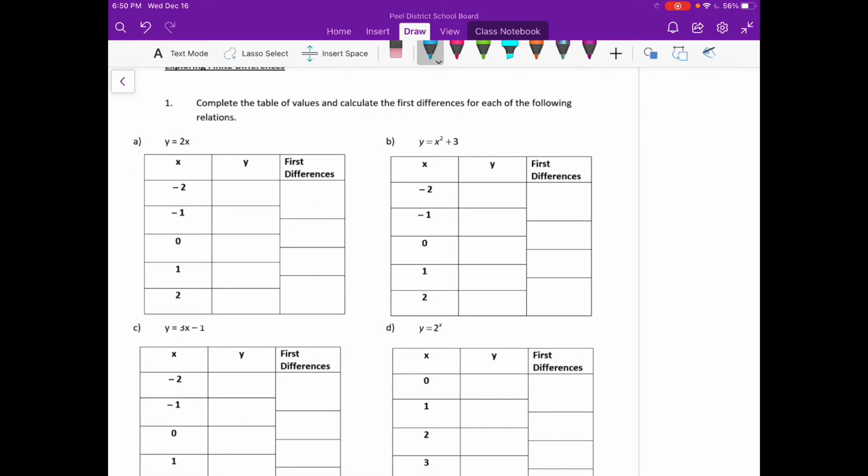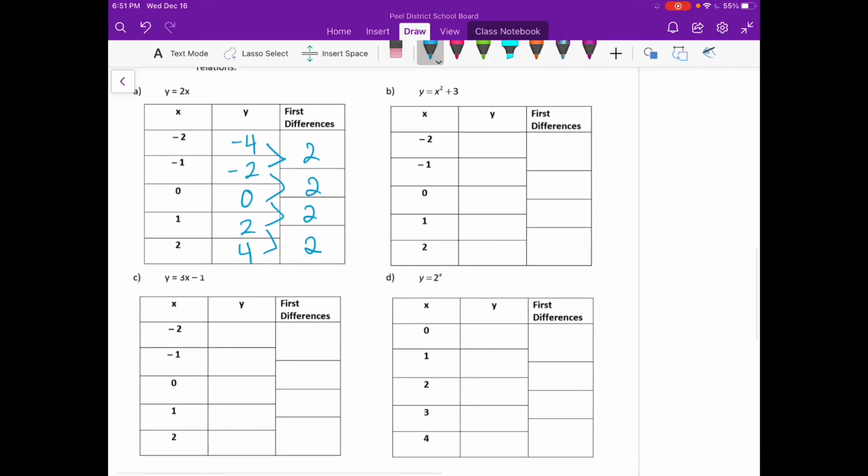So let's try a few more. You have 2x here, right? We have to find the y's first, of course. So we have 2x. We're going to do -2 times 2 is -4. -1 times 2 is -2. 0 times 2, 1 times 2, and then 2 times 2, right? Still going to do my first differences. So -2 minus -4 is going to give me 2. 0 minus -2 is 2. 2 minus 0 is 2. 4 minus 2, right?